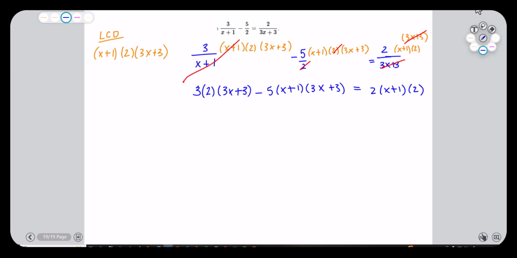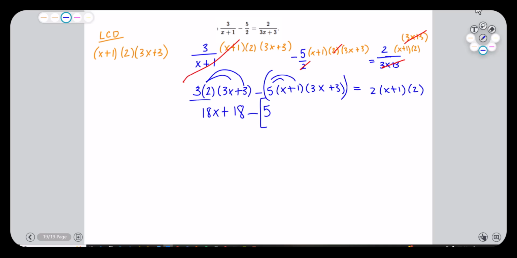And now from here, it's just a bunch of multiplying, right? So that's going to be 6, that's going to be times 3x. So 6 times 3x, 18x. 6 times that 3, 18. I'll do this one in a little bit more steps. So that's going to be minus, I'm going to do it like this because I don't want to lose that negative sign. So all of this is being minused.